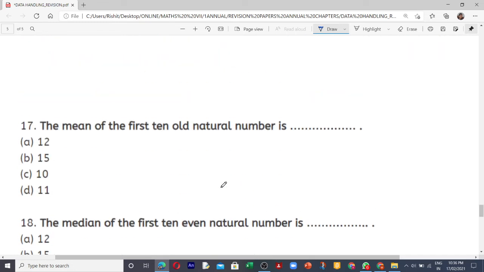17. Find the mean of first 10. Oh, this is not old, children. This is odd natural numbers. This is not odd. What is old? Old is nothing. It is odd number. Right? It is a misprint, children. So it is odd number. Find the mean of first 10 odd natural numbers. First 10 odd natural numbers.